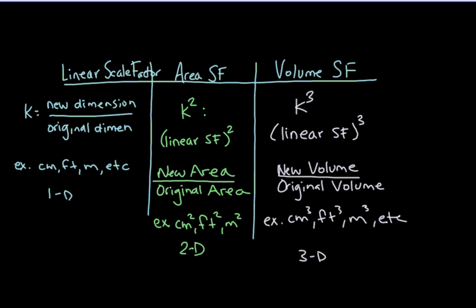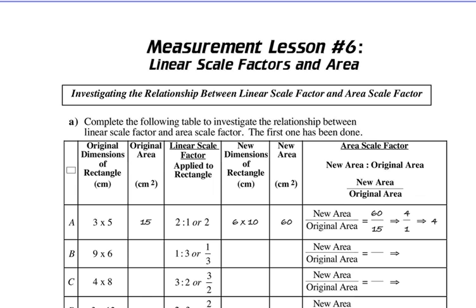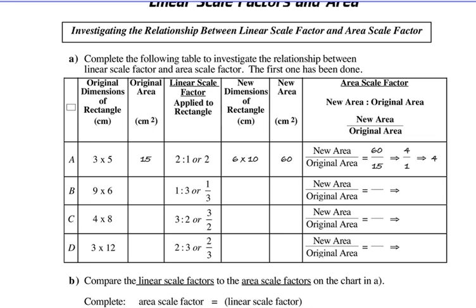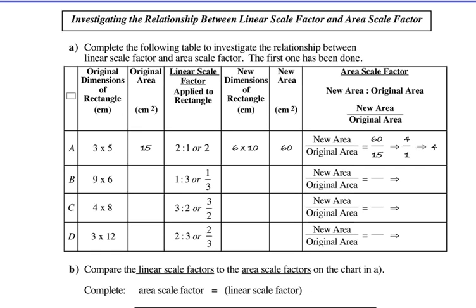Okay, so let's look at our very first example, and we're going to investigate. We're investigating the relationship between linear scale factor and area scale factor. So we have a rectangle. The first rectangle they gave us was 3 by 5, and let's go through a new one with 9 by 6. So we have a rectangle that's 9 by 6 centimeters. It says, what's the original area? Well, we take 9 times 6, because area is length times width. So 9 times 6 is 54, so 54 centimeters squared.